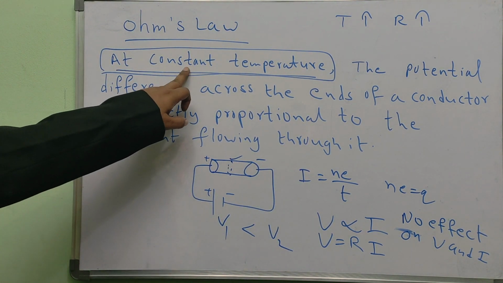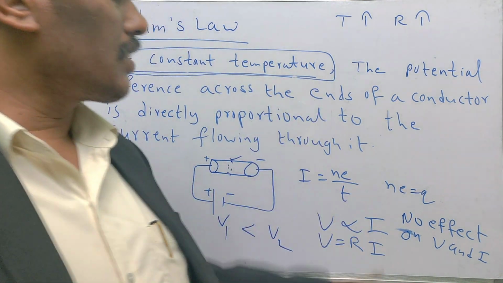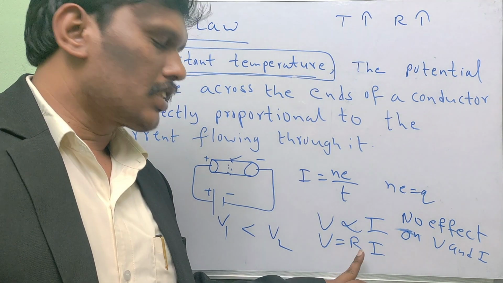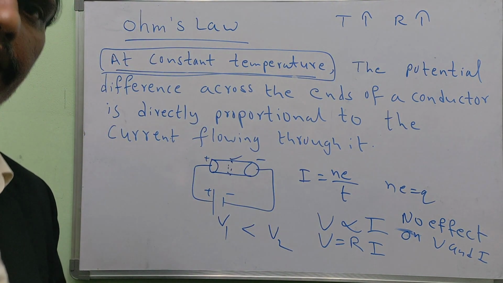What is the meaning of at constant temperature? If temperature is constant, resistance is constant. Why? Because in Ohm's law, R is the proportionality constant. So resistance should be constant. That's why we need to maintain constant temperature.